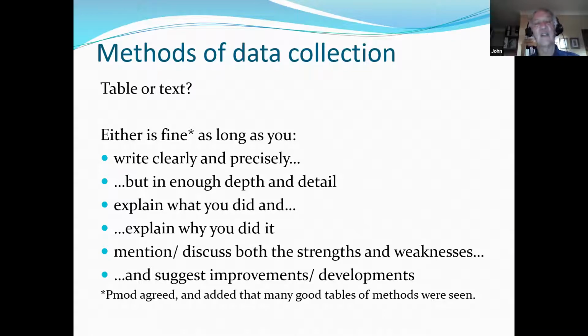If you write in text, it perhaps looks more A-level. The tables, GCSE, the more extended text is A-level. But a table's fine as long as you write clearly and precisely, you write in enough depth and detail, and explain what you did and explain why you did it, strengths and weaknesses, improvements, developments. So what you did, why you did it, strengths and weaknesses, improvements and developments, that's at least 4 columns. You are limiting yourself by using a table at A-level.